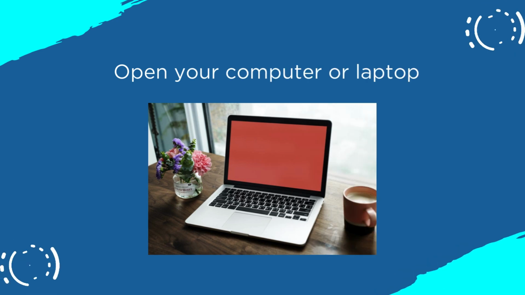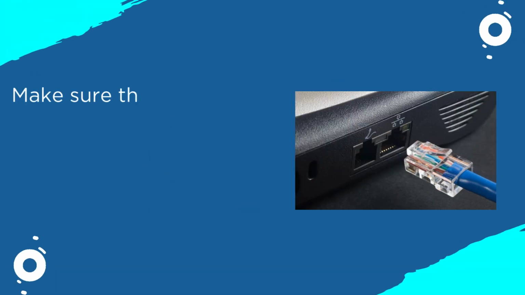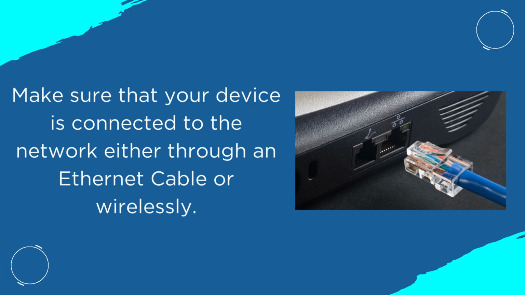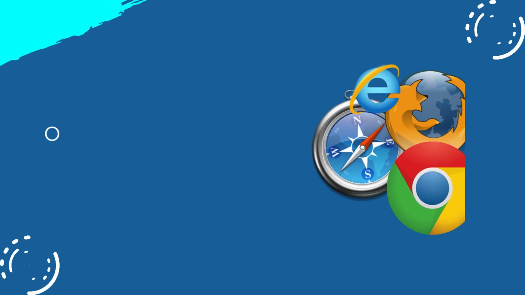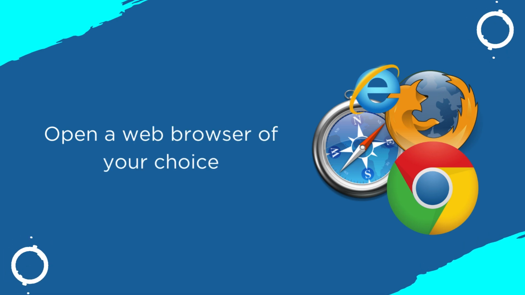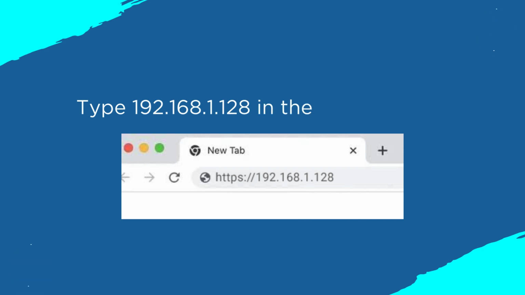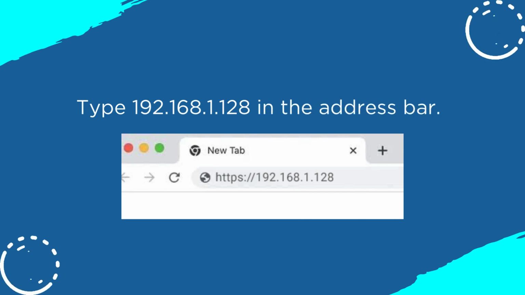Open your computer or laptop. Make sure that your device is connected to the network either through an Ethernet cable or wirelessly. Open a web browser of your choice. Type 192.168.1.128 in the address bar.